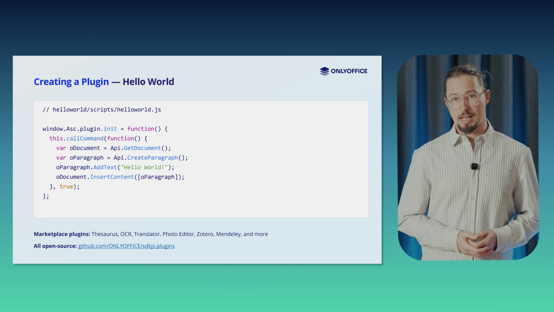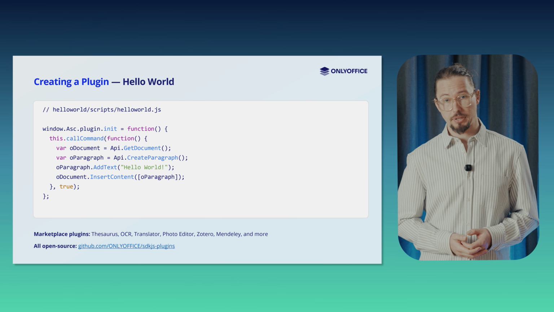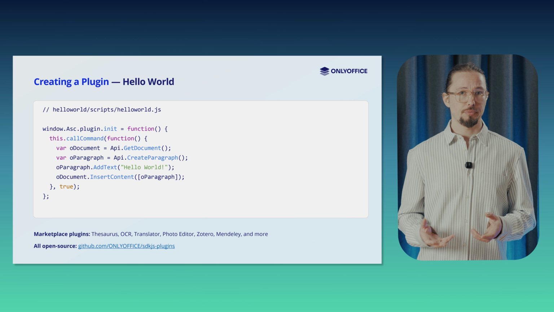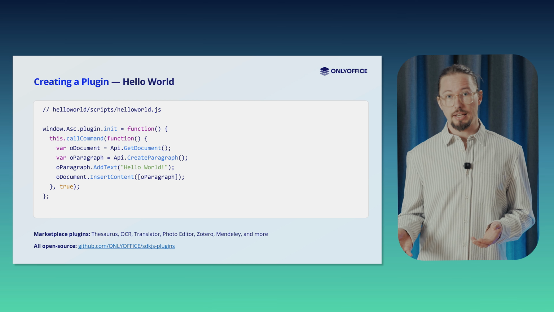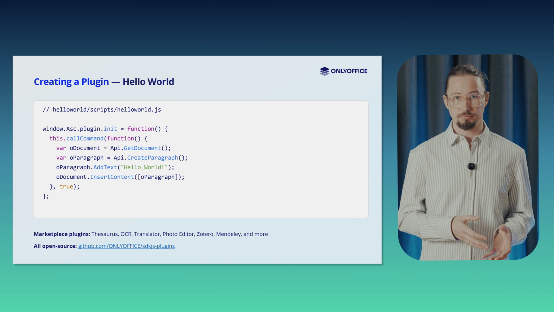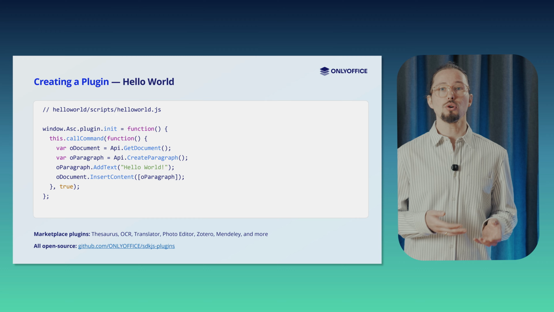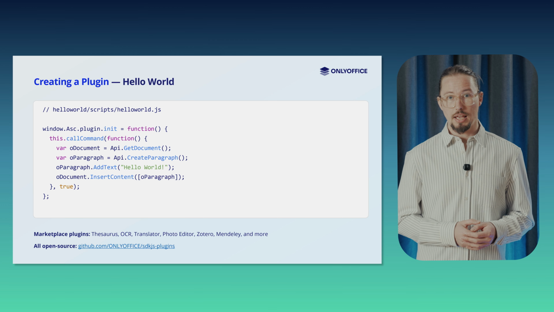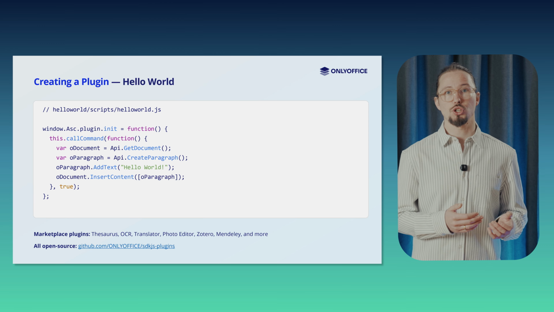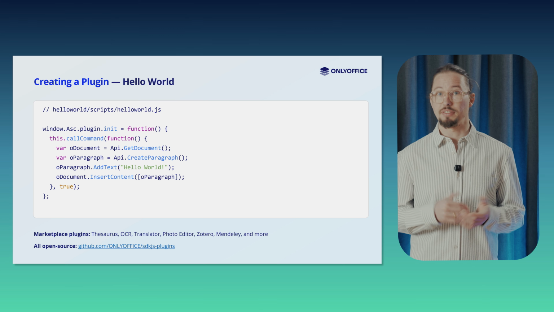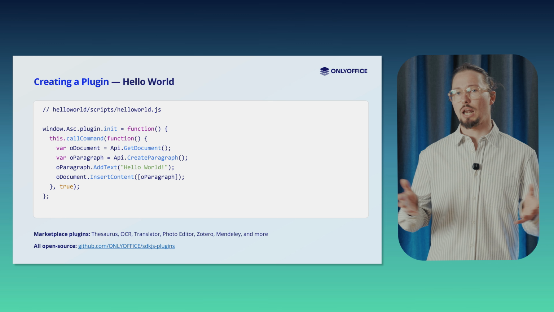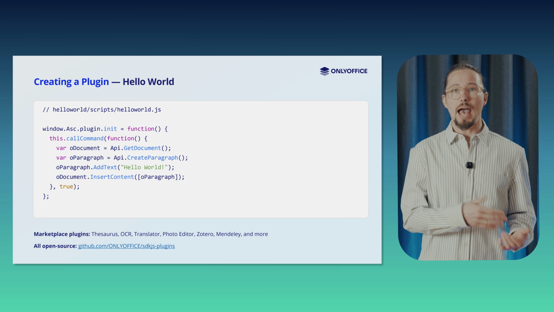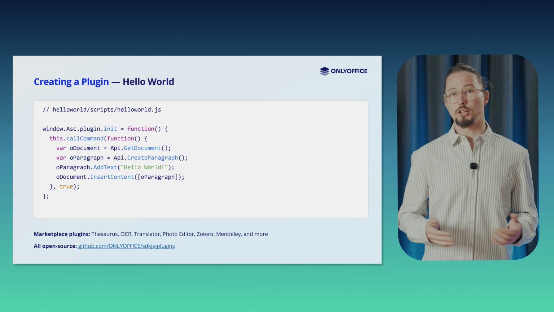Let's walk through the simplest example, a Hello World plugin. You create the folder with the three files. In config.json, you define the name, the GUID, and the type. In index.html, you add a button. In your JavaScript file, you use window.Asc.plugin.init to define what happens when the plugin loads, and this.callCommand to execute code against the document. In this case, inserting a paragraph with the text "Hello World." From here, you can build anything: connect third-party APIs, add custom sidebars, create specialized editing tools.